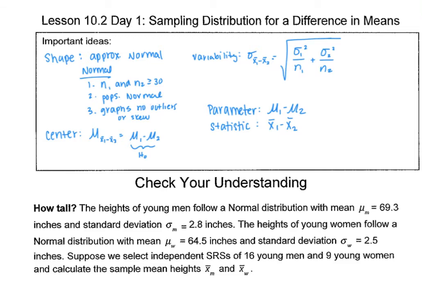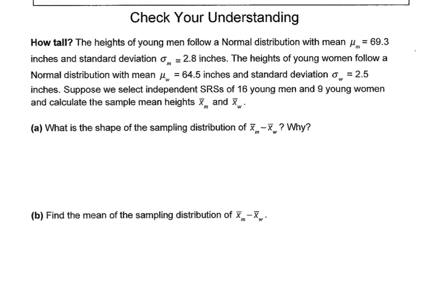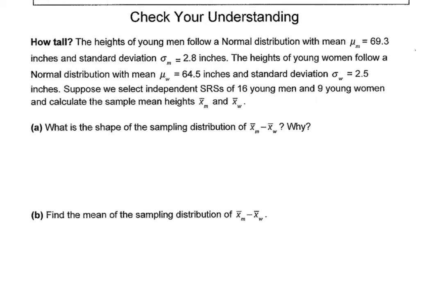Let's read this example and see how all of these ideas play in an example. So the heights of young men follow a normal distribution with a mean of 69.3 and a standard deviation of 2.8. Then the heights of young women follow a normal distribution with a mean of 64.5 and a standard deviation of 2.5. We take independent random samples of 16 men and 9 women and calculate the sample mean heights for both. What is the shape of the sampling distribution for the difference between the mean height of women and the mean height of men? And why is that the shape?